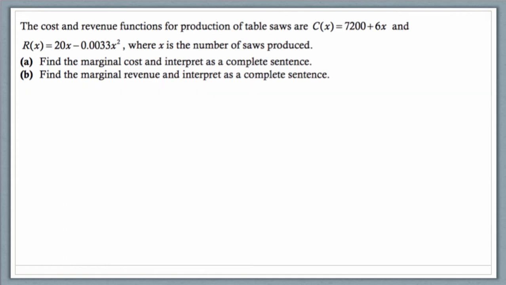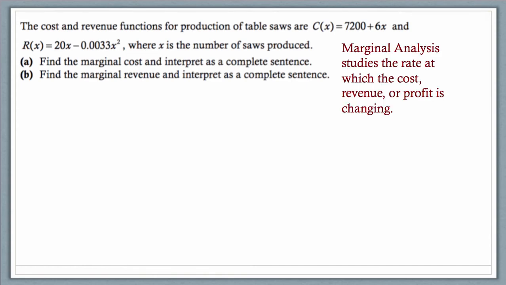So let's first look at the marginal cost and the marginal revenue. Marginals, remember, is the study of the rate at which the cost or the revenue or the profit is changing. So when we had a linear function, we would just say, all right, the marginal cost or the marginal revenue is the slope of the linear function. It's the same idea here, but when I'm not given a linear function, if I need to find the slope at a point, I'm looking at the first derivative.